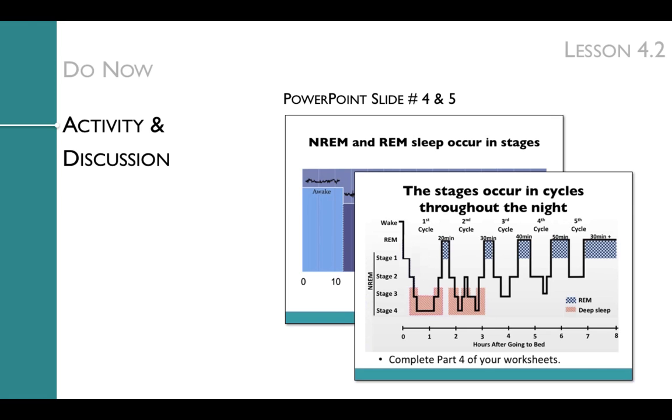Students will then complete Part 4 of their worksheet, which has them calculate how many sleep cycles and how much REM and NREM sleep they got during the school week and on the weekend. The worksheet also asks them to compare their results with the idealized young adult graph. Typically, students are getting far fewer hours than they need and not meeting the demands for REM sleep.